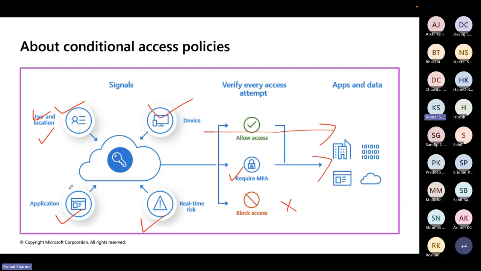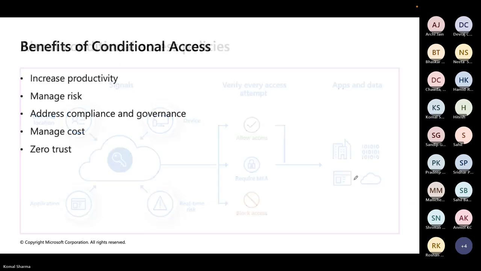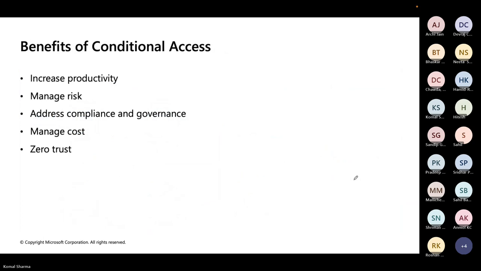Similarly, it can be based on any particular application. In my organization, I may have some cloud applications, some SaaS applications and so on. For any of the applications, I can enable MFA. And if the user authenticates, only then is he able to use the services. These are some important benefits of your conditional access policy. For example, it increases productivity.